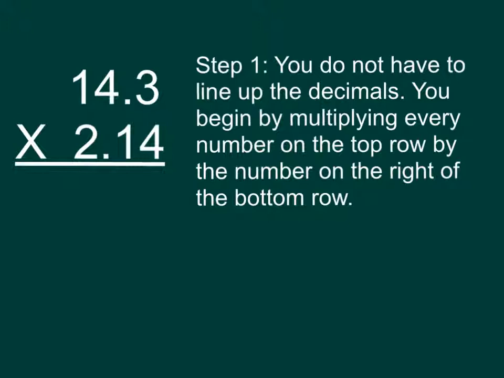So in this case here, we're going to multiply the 4 on the bottom line, that's 4 hundredths, times every number up top. So we have 4 times 3 is 12, so we bring down our 2, carry our 1. 4 times 4 is 16, plus 1 is 17, carry our 1. And then 4 times 1 is 4, plus 1 is 5. And there we have the first step.